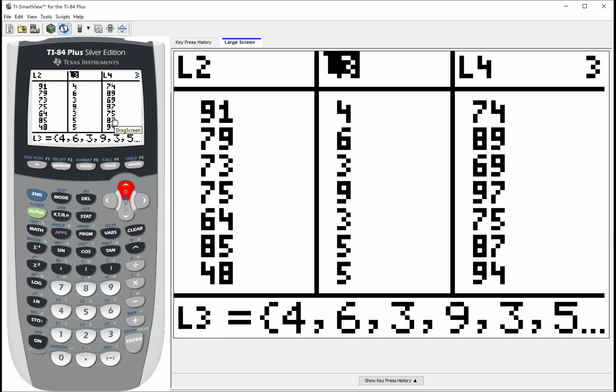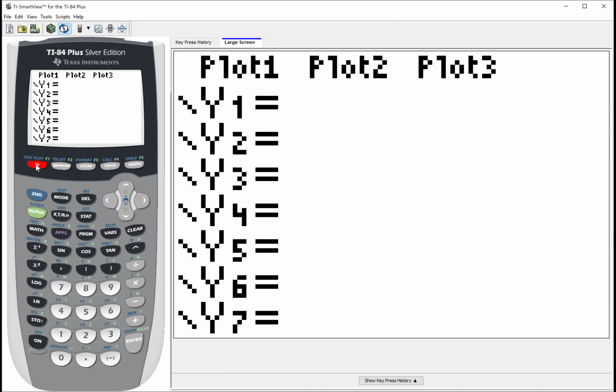The first thing you want to do, especially if this is a calculator that you've used before in another class or you borrowed it from somebody, is make sure that when you press Y equals, the button right underneath the window, because that's the equation editor, you don't have anything in there. If there are any equations in here, just clear them out. You don't want any equations in here right now. So make sure this is empty.